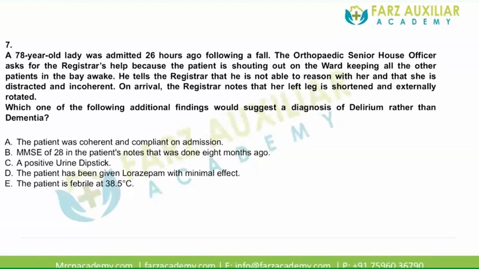A 78-year-old lady was admitted 26 hours ago following a fall. The orthopedic senior house officer asks for the registrar's help because the patient is shouting out on the ward, keeping all the other patients in the bay awake. He tells the registrar that he is not able to reason with her and that she is distracted and incoherent. On arrival, the registrar notes that her left leg is shortened and externally rotated. Which additional finding would suggest a diagnosis of delirium rather than dementia?